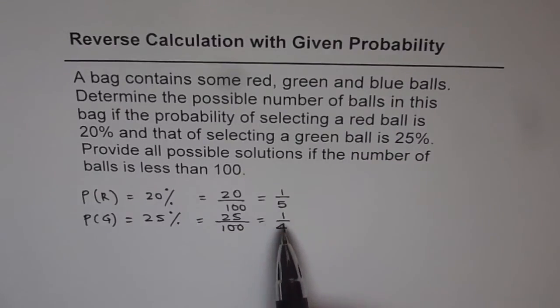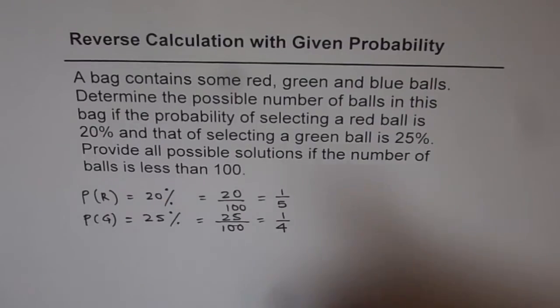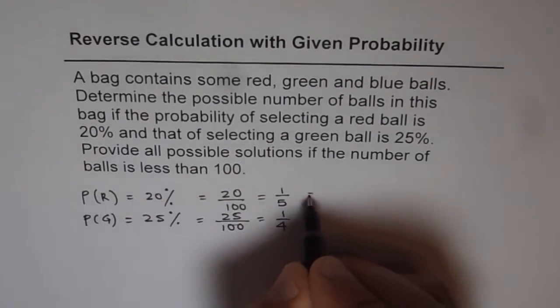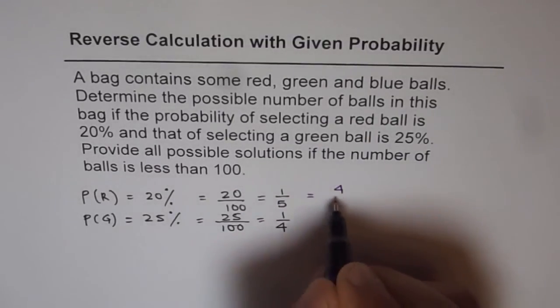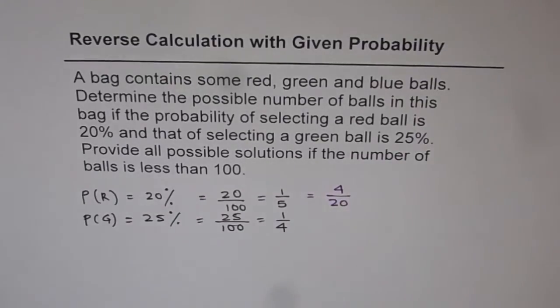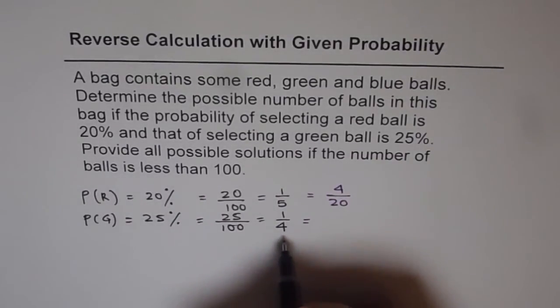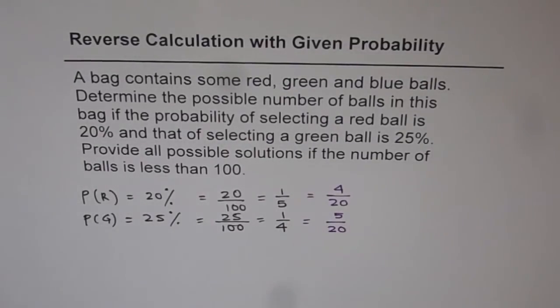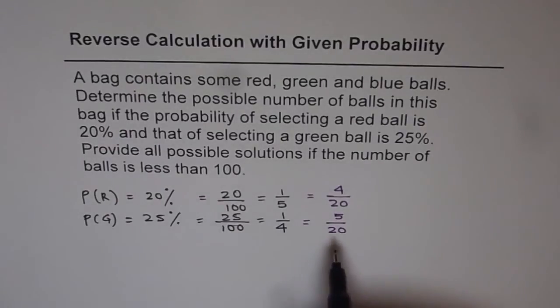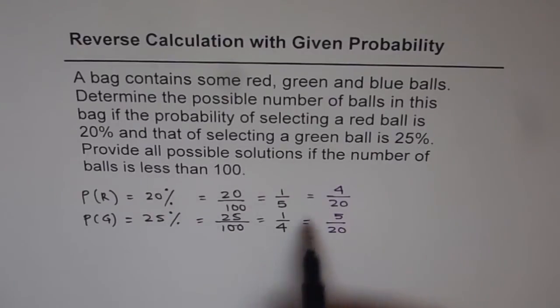So best thing is to go with the common denominator, right? So the common denominator here is 20 for us. So what we can do here is that we can multiply both numerator and denominator by 4 in the first case. In that case we get 1 out of 5 is same as 4 out of 20, correct? And for the green balls we can say 1 out of 4 is same as 5 out of 20, right? So now we know that if there are 20 balls, then out of them 4 are red and 5 are green. Do you get that point?